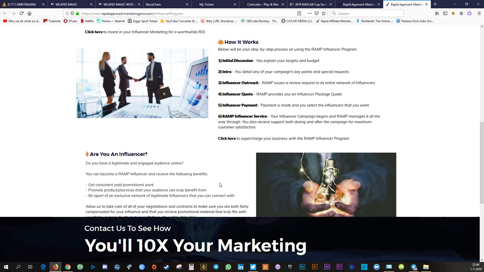So if you are an influencer and you want to engage your audience online, feel free to become a Ramp influencer and receive one of the following benefits.